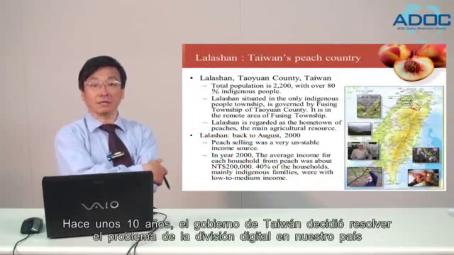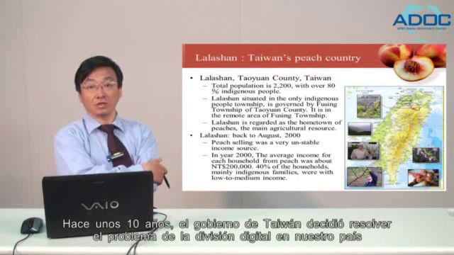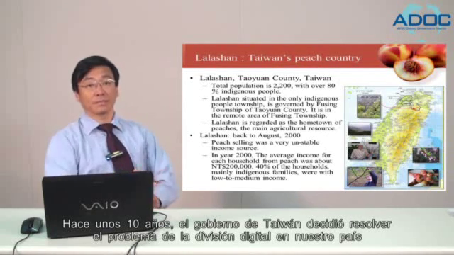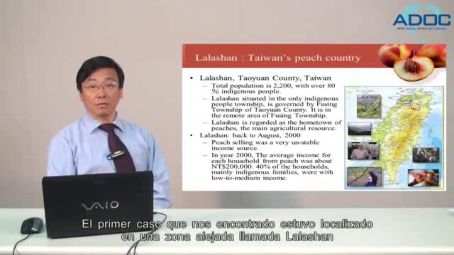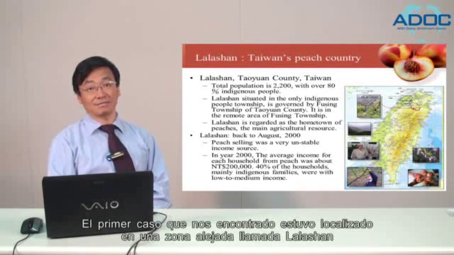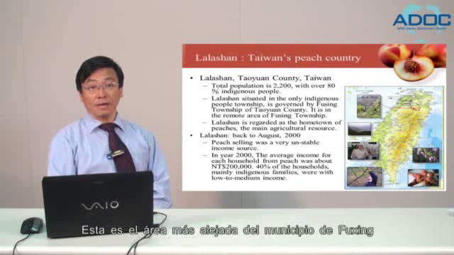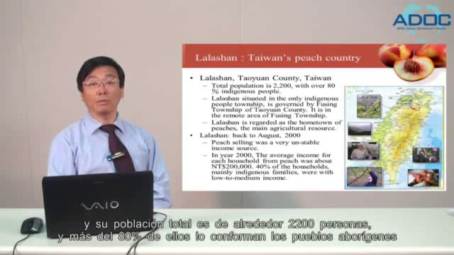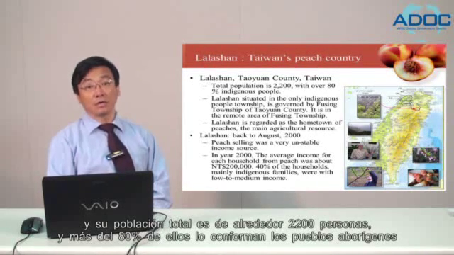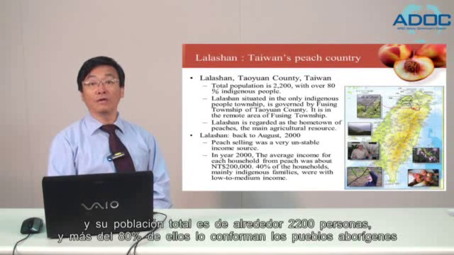About 10 years ago, the government of Taiwan decided to solve the problem of the digital divide in our country. The first case we encountered is located in a remote area called Lalashan. Lalashan is located in Fuxin Township of Taoyuan County. It is the most remote area of Fuxin Township, and its total population is around 2,200, with over 60% being Aboriginal people.